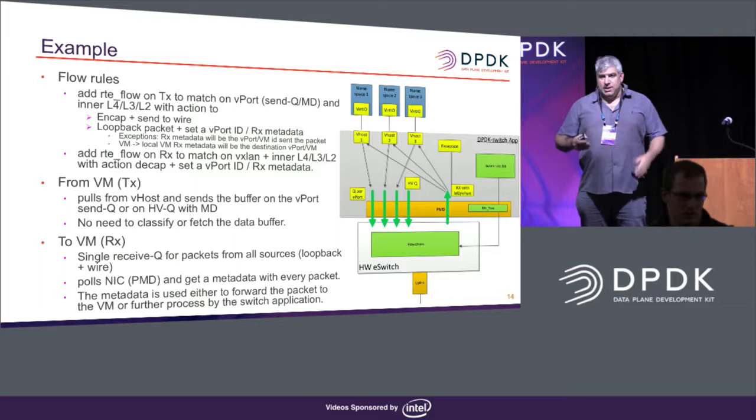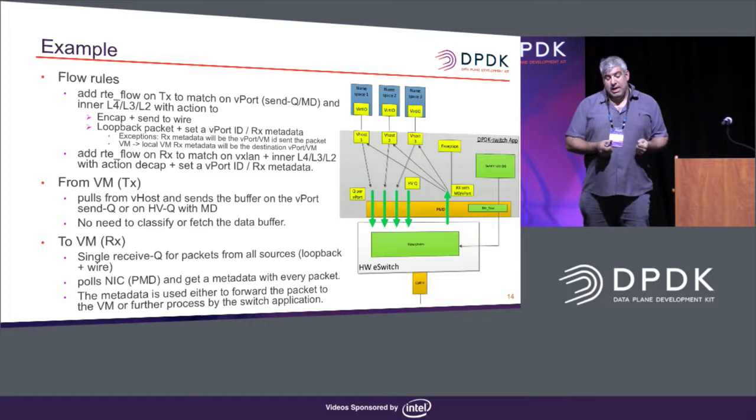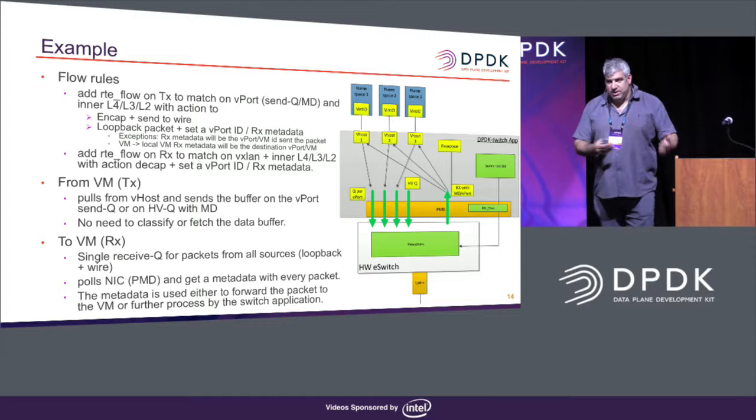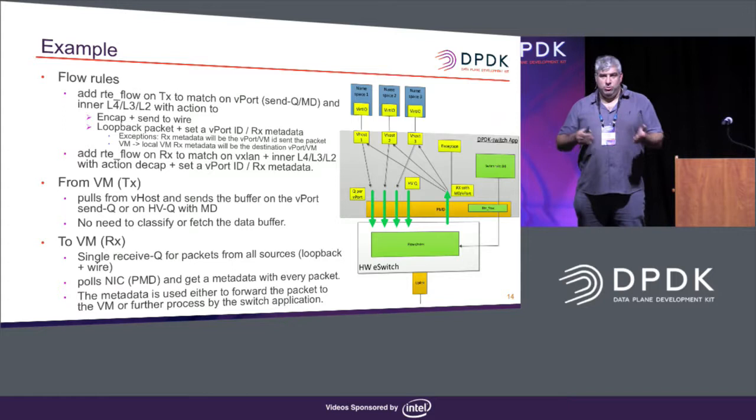But in any case, the concept is that you have a match on any of the fields of the inner, and a match of the VM. The match of the VM, probably if it's a single queue, will be by way of metadata, or you have a dedicated queue for each VM. So these are two concepts that can be used. But you take all the rules from the switch control into the hardware using RTE flow.